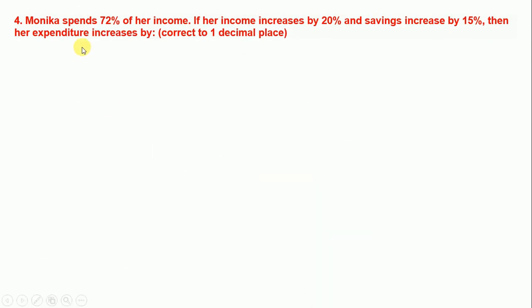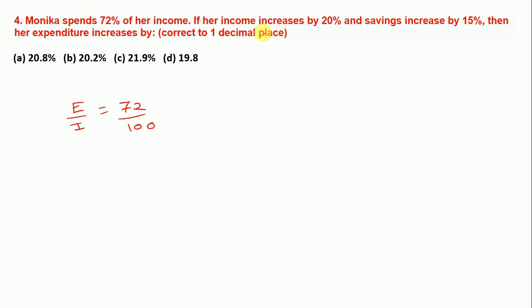Now Monica spent 72% of her income. If her income increases by 20% and her saving increases by 15%, then her expenditure increases by. So you have to find the expenditure increment, and your answers are here. So expenditure upon income is equal to 72 by 100.